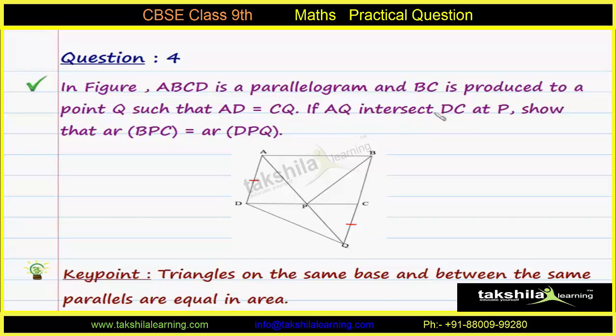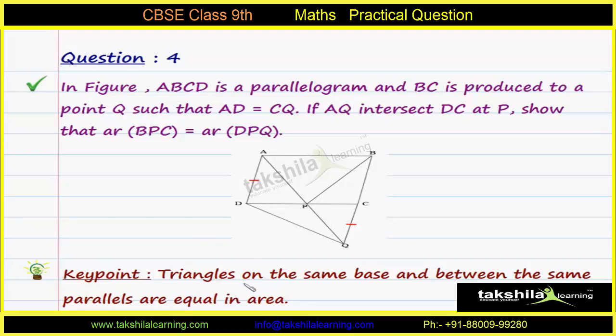If AQ intersects DC at P, so AQ here is intersecting DC at point P, show that area BPC is equal to area DPQ. So this we have to show in this question, that area BPC, that means area of this triangle, is equal to area DPQ. That means area of this triangle here.